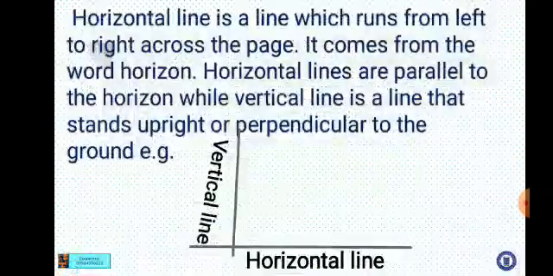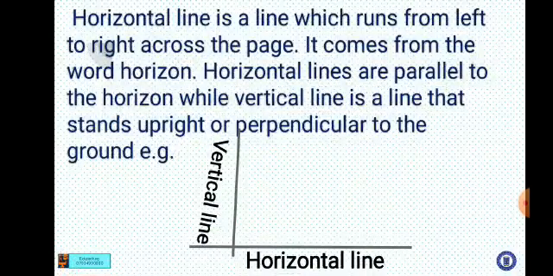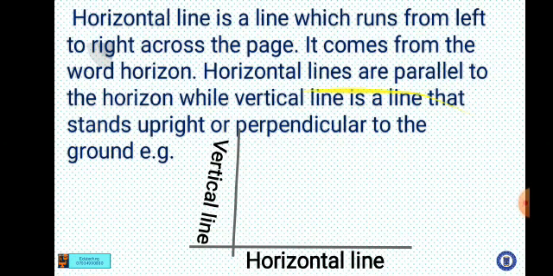Horizontal line is a line which runs from left to right across the page. It comes from the word horizon. Horizontal lines are parallel to the horizon, while a vertical line is a line that stands upright and is perpendicular to the ground. As you can see, the one that is standing upright is called vertical line, while the one that is lying on the ground is called horizontal line.